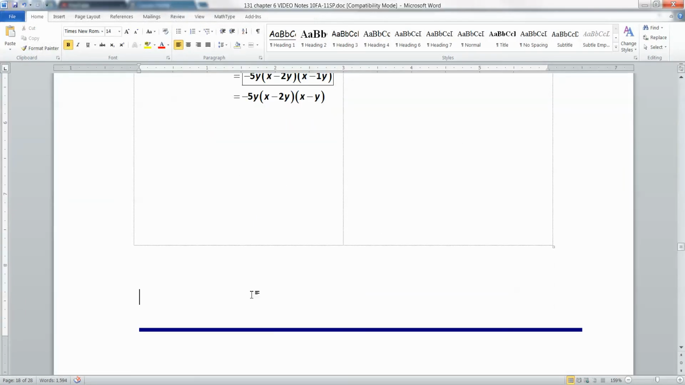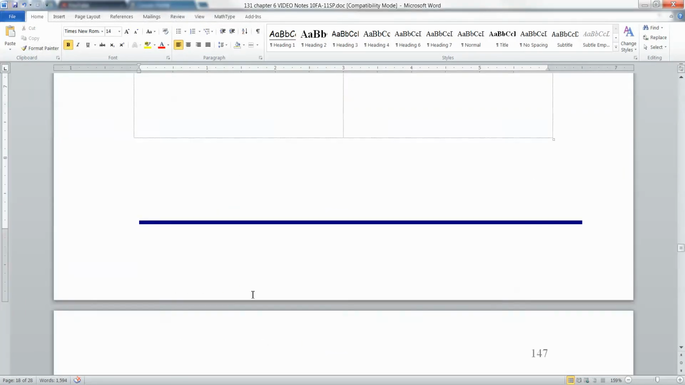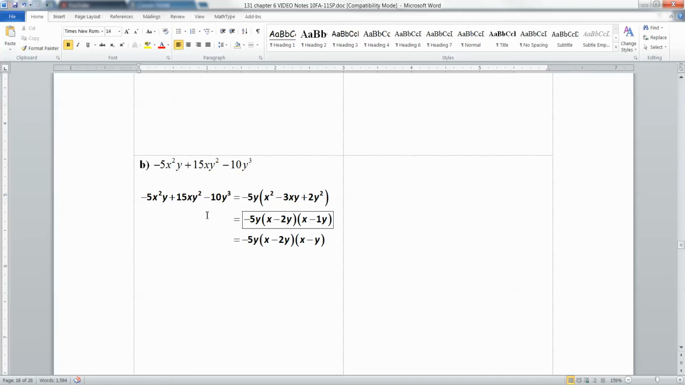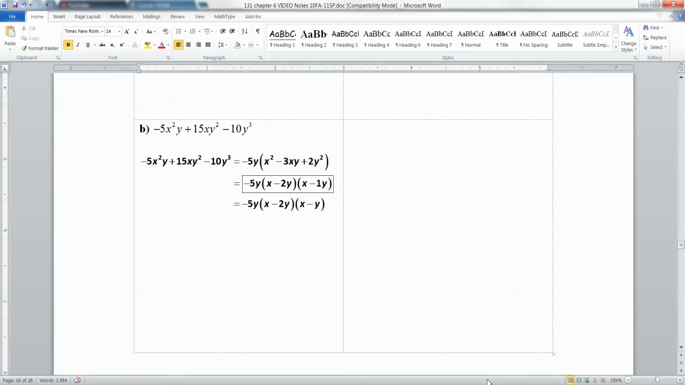All right, we are done with that section. I will see you back here for trickier factoring. Factoring when a is not 1. We'll deal with that then.